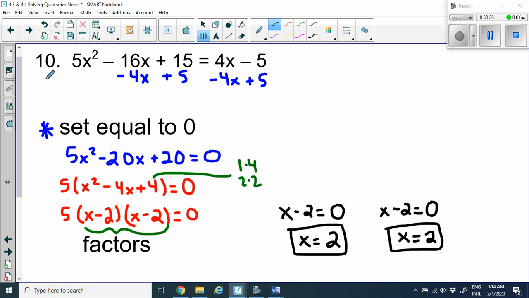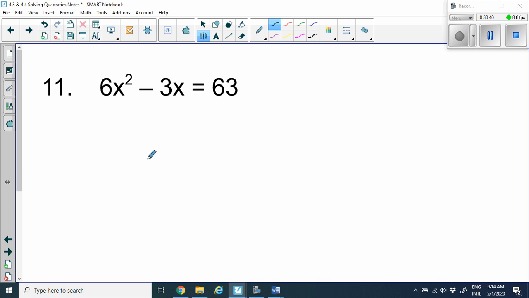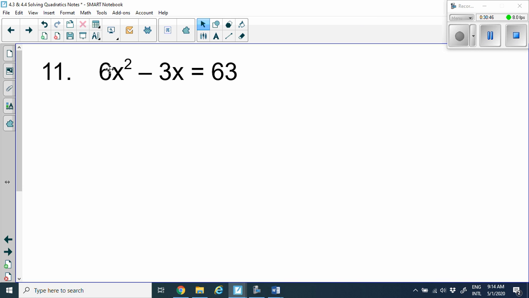Okay, we only have one more example left. Once again, I'm going to have you guys do the same thing. I would like you to go ahead and try example 11 all on your own, meaning I want you to set it equal to 0, factor it, and solve. So go ahead and pause the video to do example 11. Okay, let's go ahead and go over this.